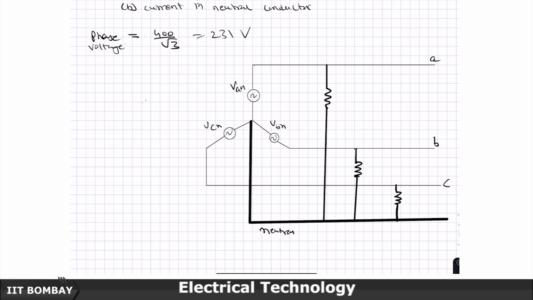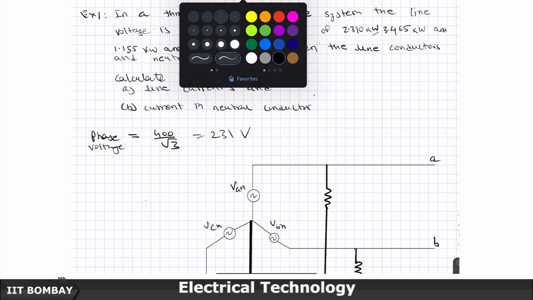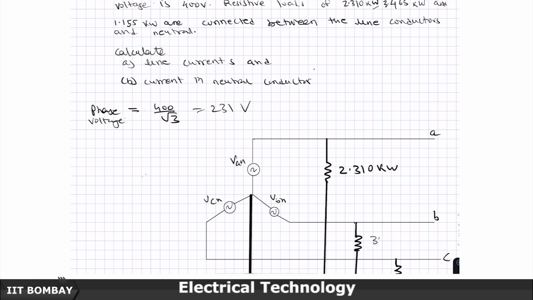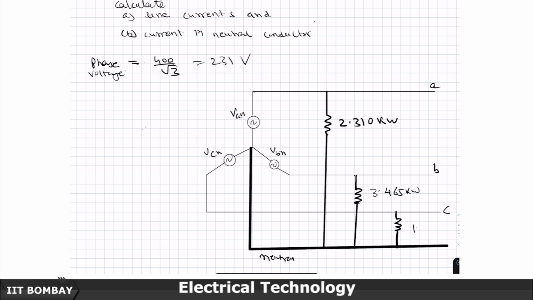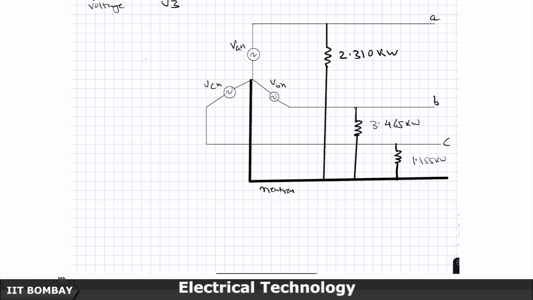Good. Now, what are these load values? They are given in kilowatts. So, let me write this as 2.310 kilowatts. The second one is 3.465 kilowatts and 1.155 kilowatts. I have chosen some nice numbers. You will see why I chose these odd kilowatt numbers, because then the currents are going to turn out to be nice numbers to simplify our calculation.